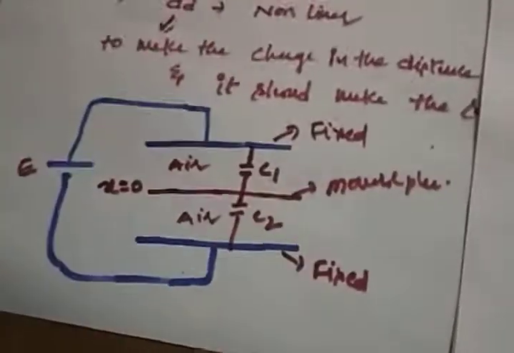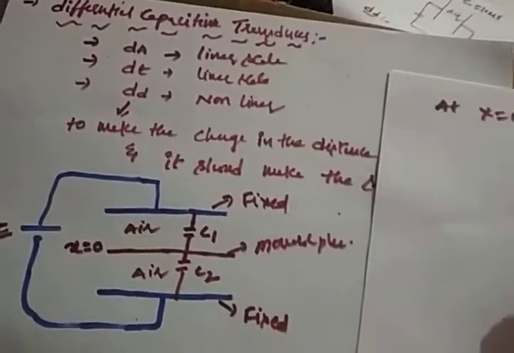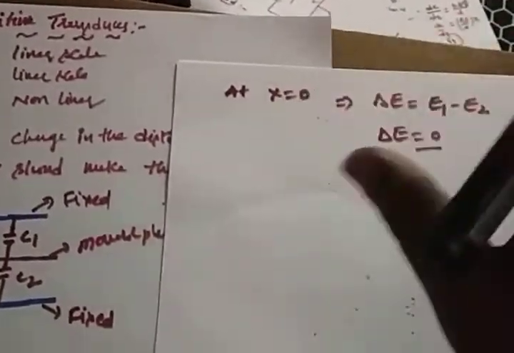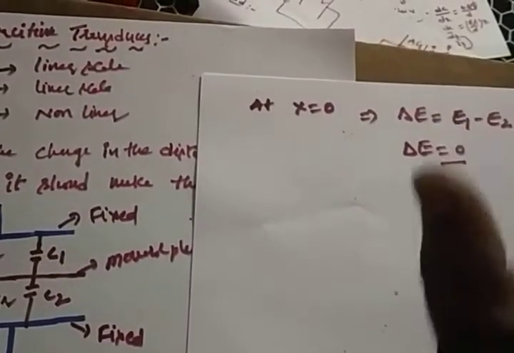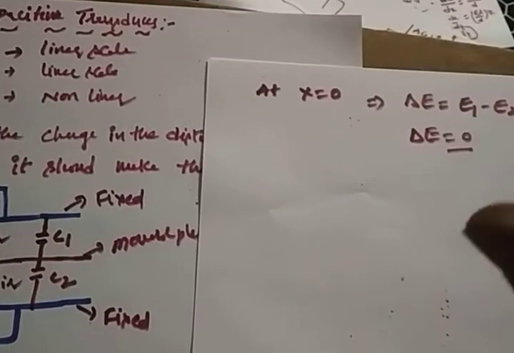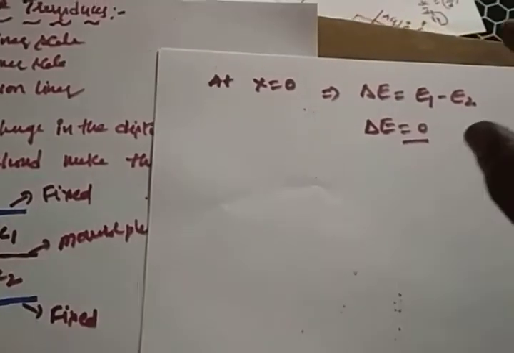Now, it's a differential capacitive transducer, so that's why I'm taking the voltage difference. Initially we are not moving anything, so the position is constant, the 0 position. The voltage across C1 is equal to the voltage across C2, since we are taking two identical capacitances. So the net voltage we can call 0.